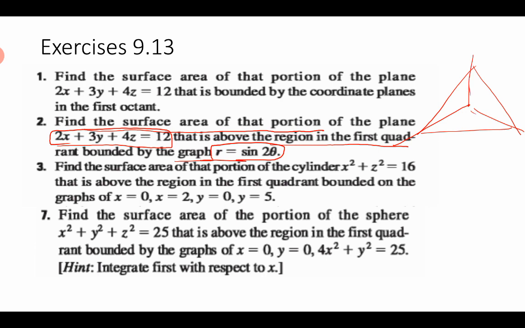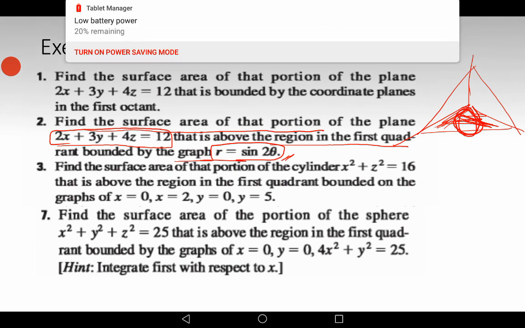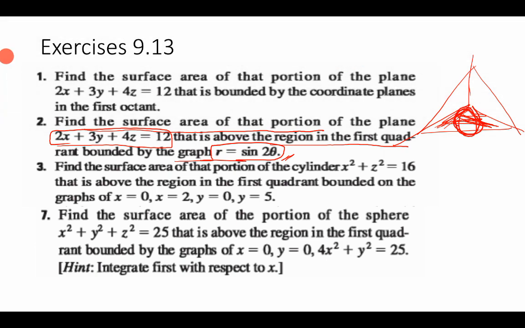but you are not finding the area above this surface. You are finding another curve, called a rose petal, r is equal to sin 2 theta. A rose petal in the first quadrant, isn't it? So we find the area above this rose petal. That's all. Not the entire triangle.